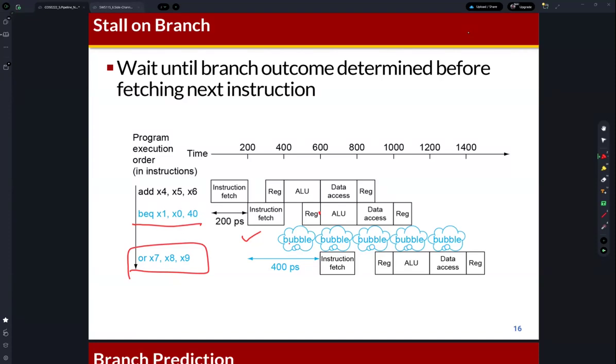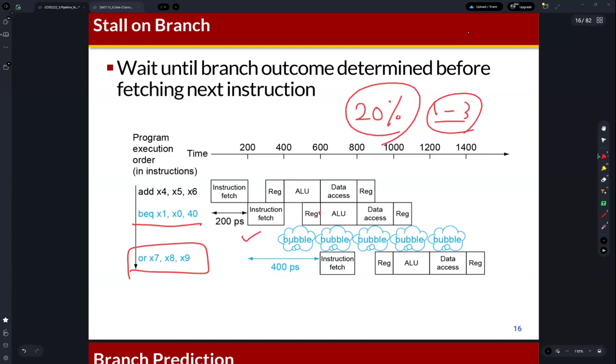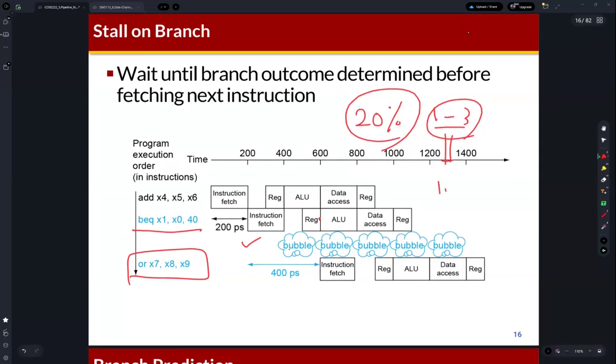Why? The branch instruction occupies 20% of total instructions, right? And if 1 or 3 cycles are wasted, then the CPI caused by the branch instruction is around 1.2 to 1.6, okay? So 20% to 60% performance degradation is caused by branch instructions. It's very huge, right?